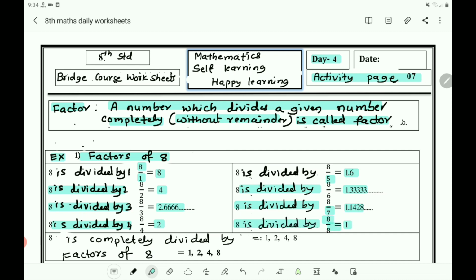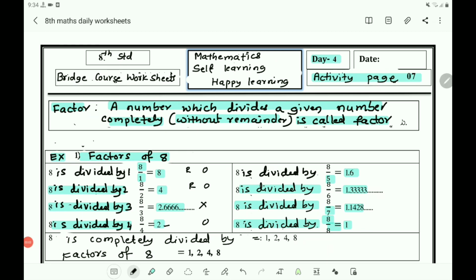In this division, here you will get the remainder 0, and here also remainder 0. You know that 8 is not completely divided by 3. So here you can say that 8 is not divisible by 3. Similarly, if it is divided by 4, you will get the quotient 2 and the remainder is 0.